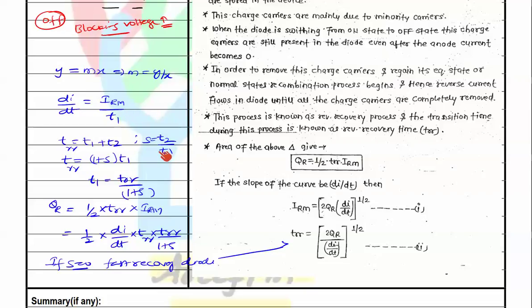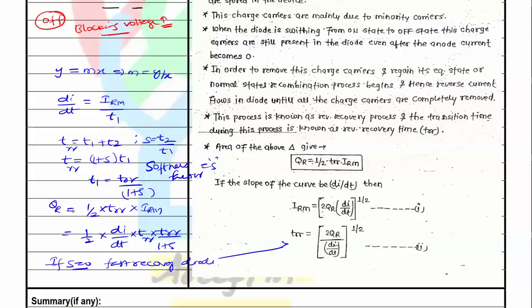Let's define a factor called the softness factor S, which will decide the speed of the diode. So S is equal to T2 by T1. From this, TRR is equal to T1 plus T2. Substituting this equation, we get T1 equal to TRR by 1 plus S.